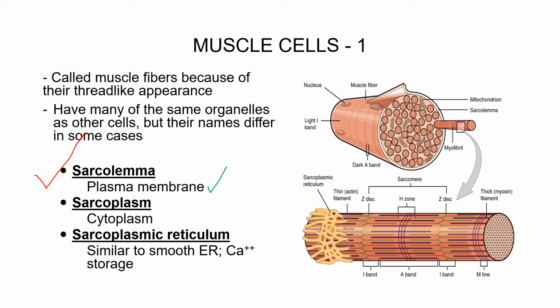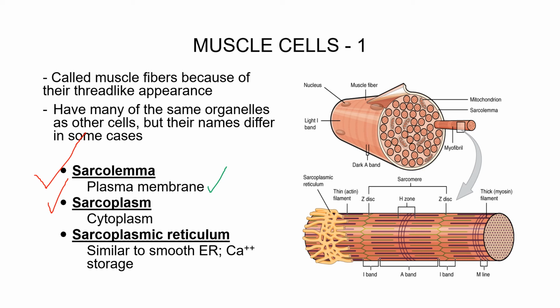So sarco, flesh, meaning we're talking about, right, if you cut open my skin, if you go deep enough, you'll hit flesh, you'll hit my muscle, and then lemma is outer casing, outer covering. So sarco, you're going to see several times. The sarcoplasm should make sense. That's simply the cytoplasm of a muscle cell.